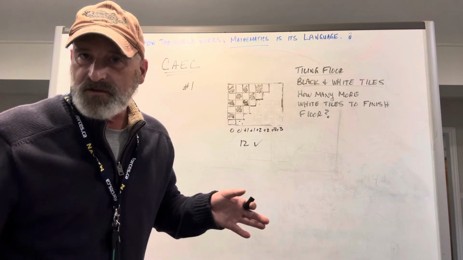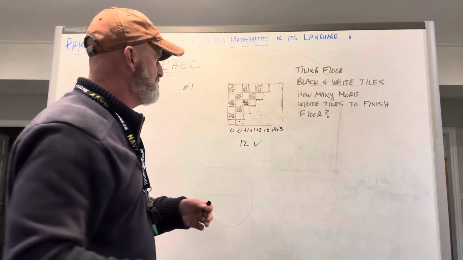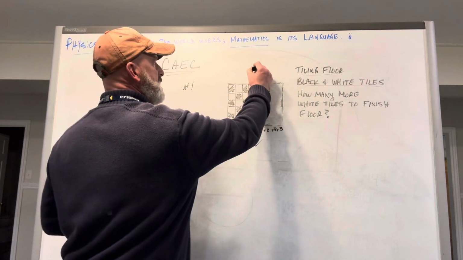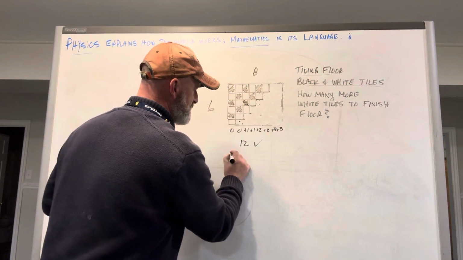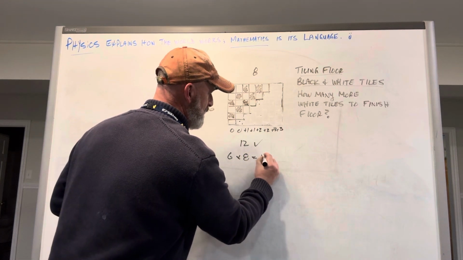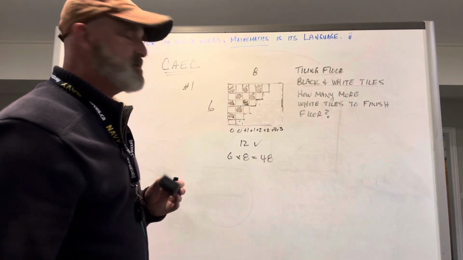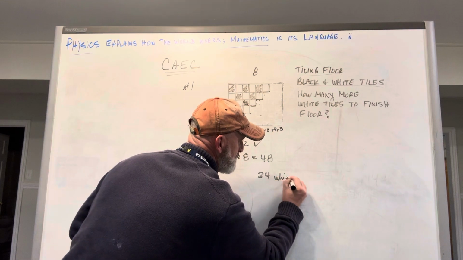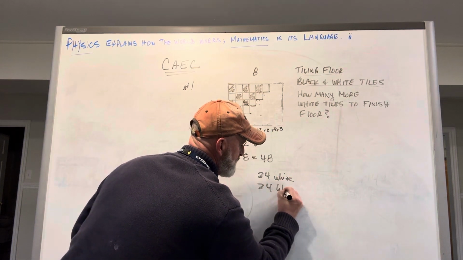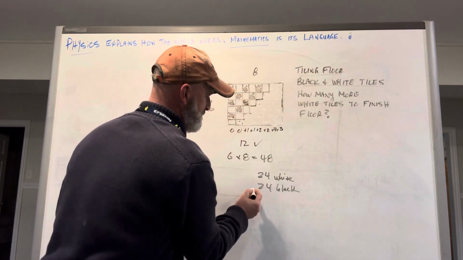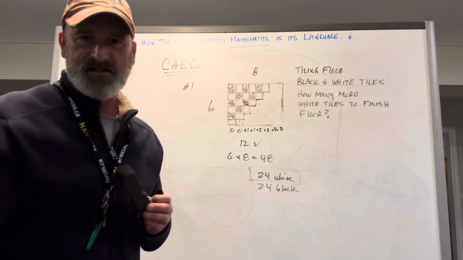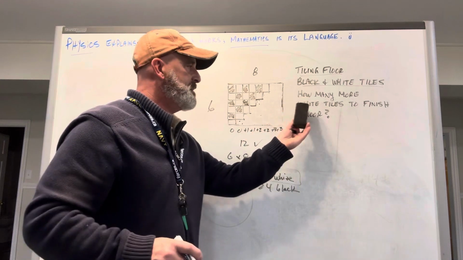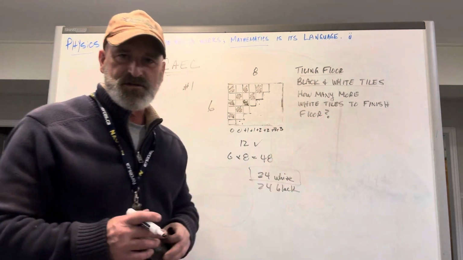I believe probably one of the question answers is 24. That would be if this were an 8 by 6. 6 times 8 is 48, and out of that, half of them would be 24 white ones and 24 black. Guaranteed that's an answer that's down there that you're looking for. But read the question: how many more white tiles to finish the floor?